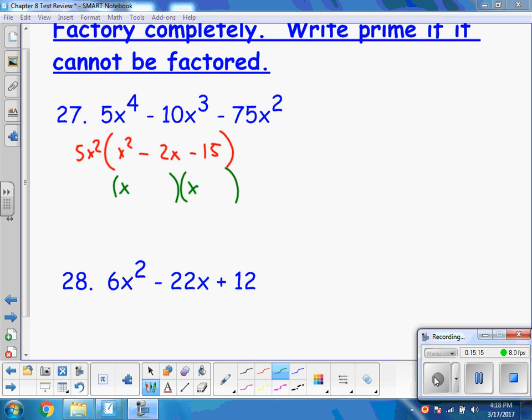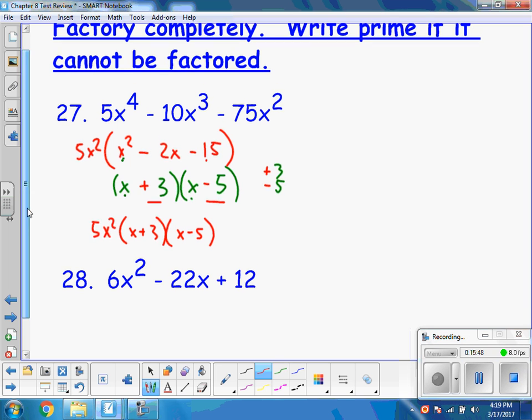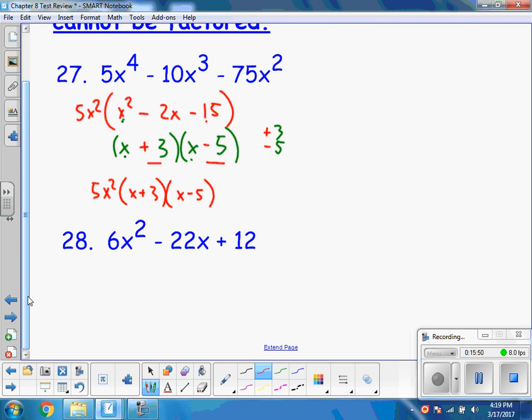Okay, 27, I factor out a 5x squared. Now I'm guessing and checking. So the only way to get x squared is x times x. I'm trying for a 15, so maybe like a 3 times 5. And I end up with a 3 and a 5. But I need to end up with a negative 2, so if I make that negative and that positive, that should do it. Negative 3 times negative 5 is negative 15. That's good. All right, that's all done. So my answer is 5x squared, x plus 3, x minus 5. Interesting, we're not bumping anything prime yet. How weird. All right, if you didn't get to do 28, press pause and give it a try.